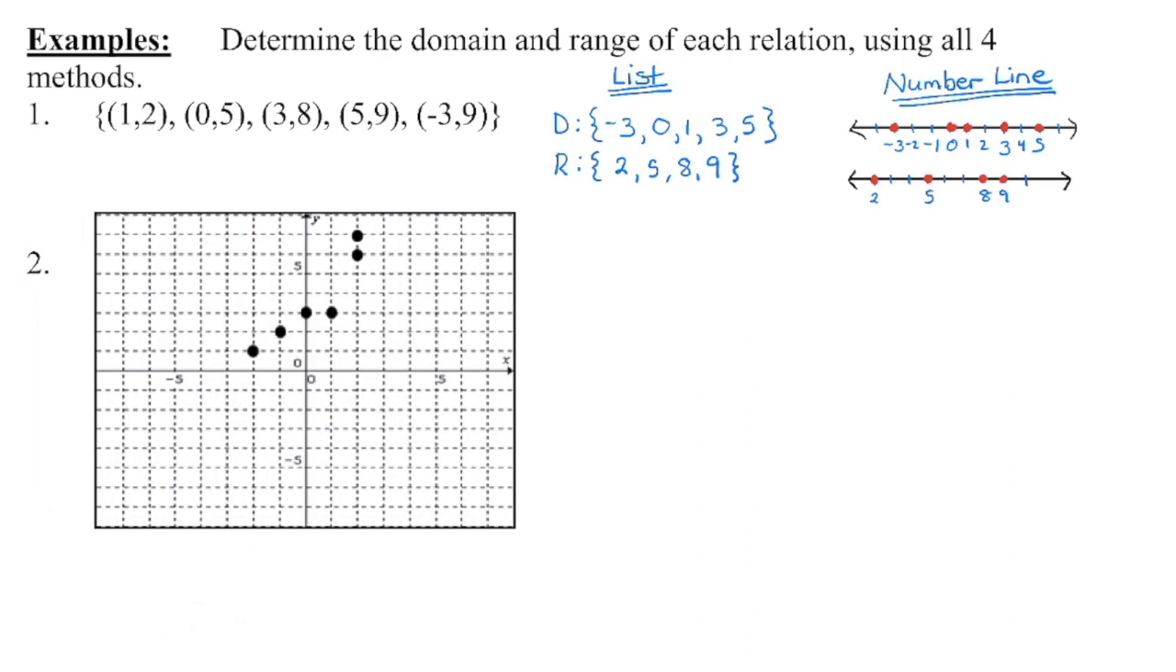My second example is also discrete. We don't have those points connected by a line. So we're going to start with domain. We're going to go on the x-axis and we're going to see where does that graph lie on the x-axis. You're going to have to pay attention to the scale.